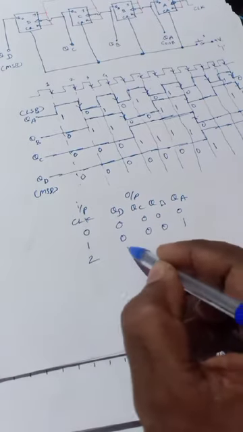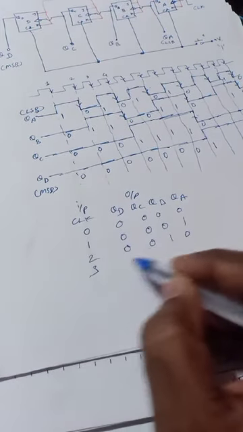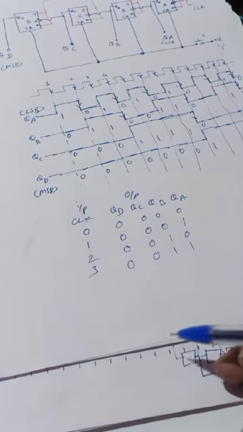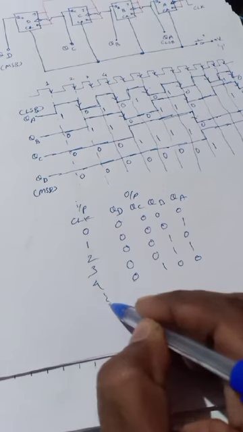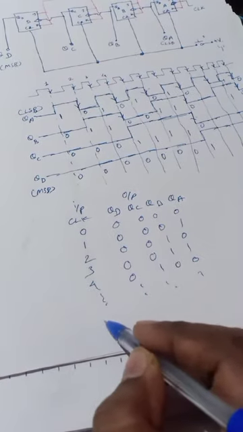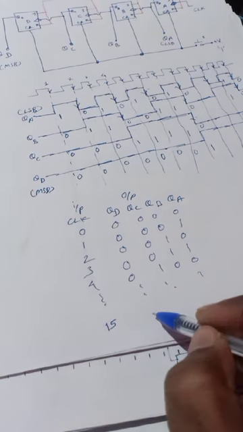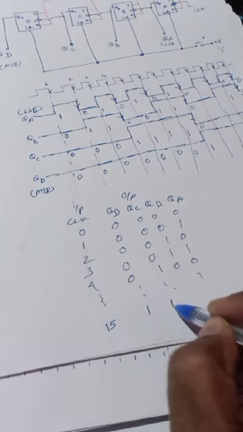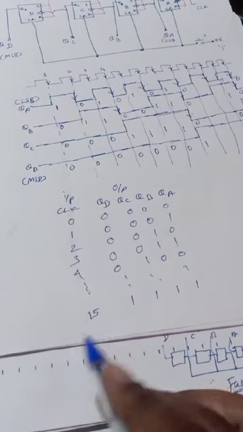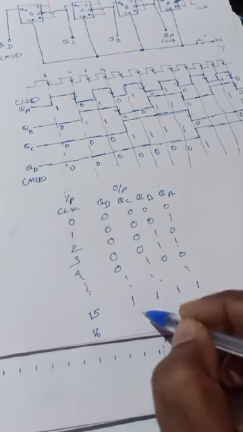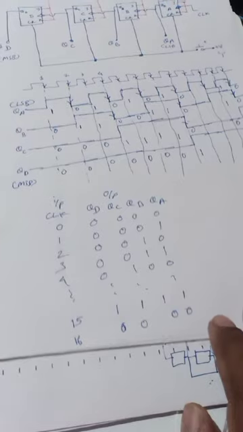At the second, it becomes 10. At the third, it becomes 11. At the fourth, it becomes 100. Similarly, it continues up to the 15th. At the 15th, you will get 1, 1, 1, 1. At the 16th, you will get again 0, 0, 0, 0. It is reset at the 16th.